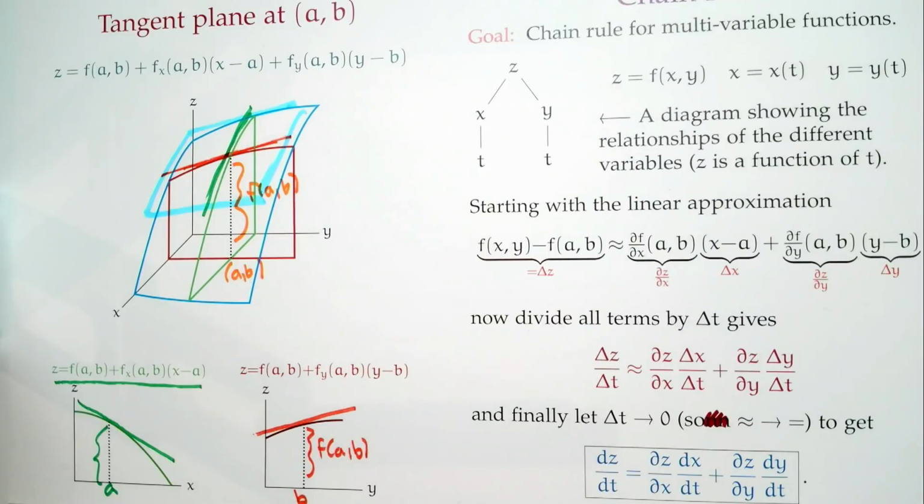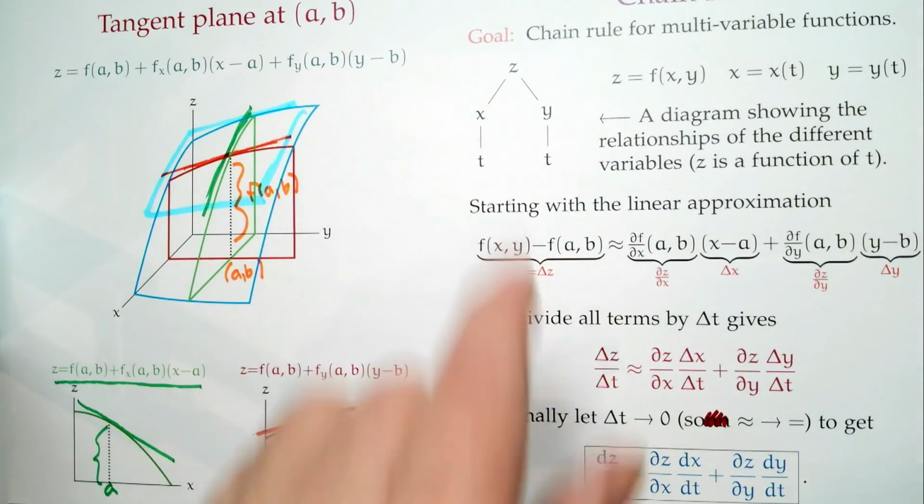And so what would we get? Well, the change in z over the change in t becomes dz/dt. And that's going to be partial z partial x times dx/dt, because again, change in x over change in t, as I let delta t go to 0, becomes dx/dt, plus partial z over partial y times, similarly, dy/dt.